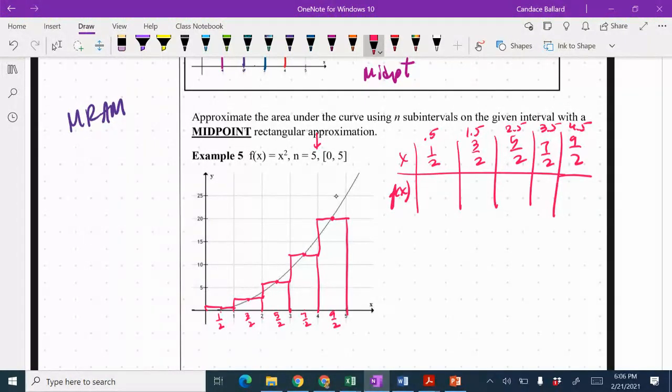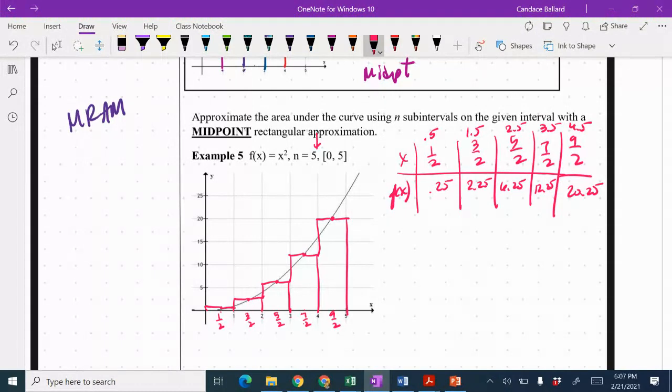So the value that I want here is, when I square 0.5, I would get 0.25. When I square 1.5, because that's my function, I get 2.25. When I square 2.5, I get 6.25. When I square 3.5, I get 12.25. When I square 4.5, I get 20.25.